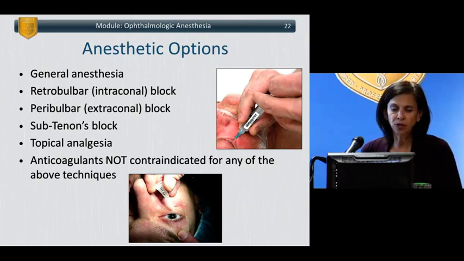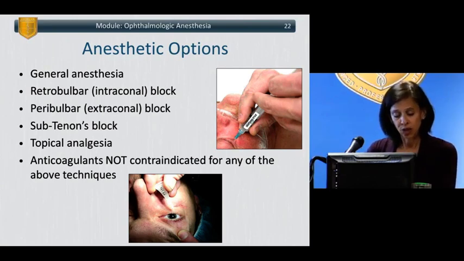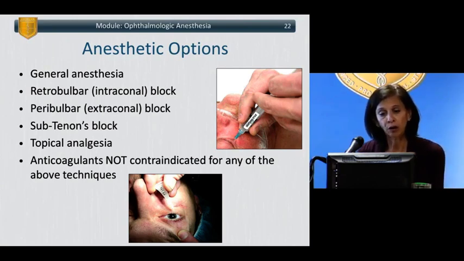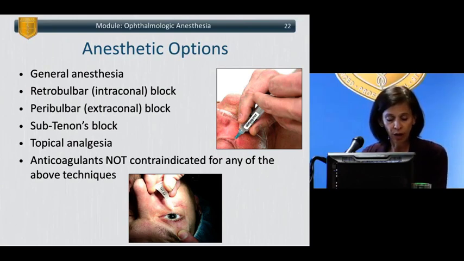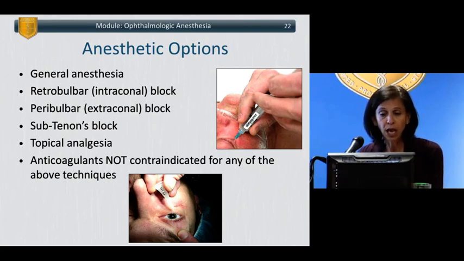So what anesthetic options do you have? Well, you can always do a general anesthetic, or you can do some kind of a block. The two most common blocks are retrobulbar or intraconal blocks, or peribulbar or extraconal blocks. I would say anesthesiologists tend to do more of the peribulbar, where ophthalmologists tend to do more of the retrobulbar blocks. Those are both types of subtenon blocks, essentially.